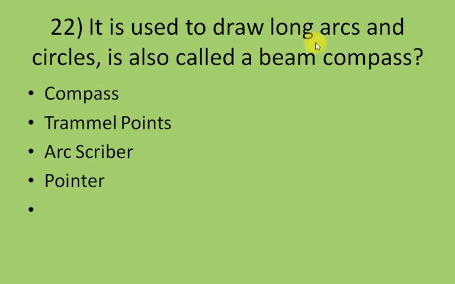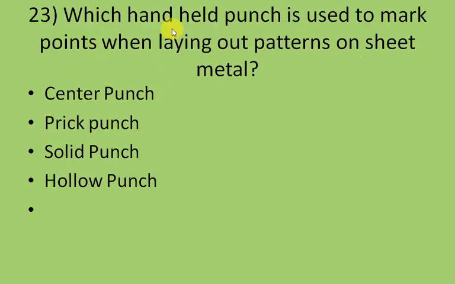It is used to draw long arcs and circles. It's also called a beam compass. Trammel points. Which hand-held punch is used to mark points when laying out patterns on sheet metal? It is the prick punch.